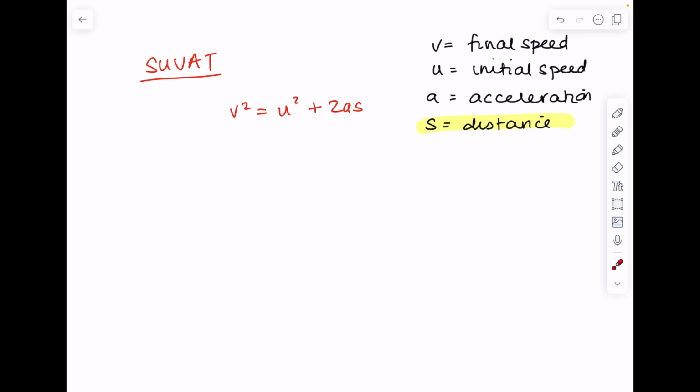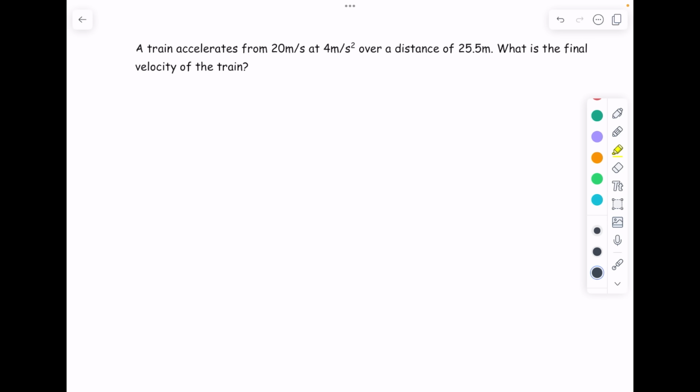I'm going to show you an example and then we'll look at a past paper question a little later on. So here a train accelerates from 20 meters per second at 4 meters per second squared over a distance of 25.5 meters. What is the final velocity? My biggest tip here is to just label all your numbers with what they actually mean. So we know that the initial speed is 20, so that's U. Our acceleration is 4 meters per second squared. Here's our distance, and we're being asked to find the final velocity.